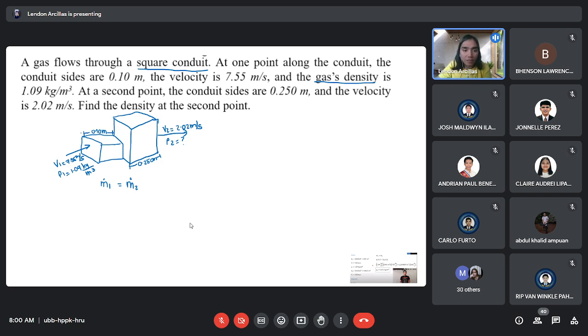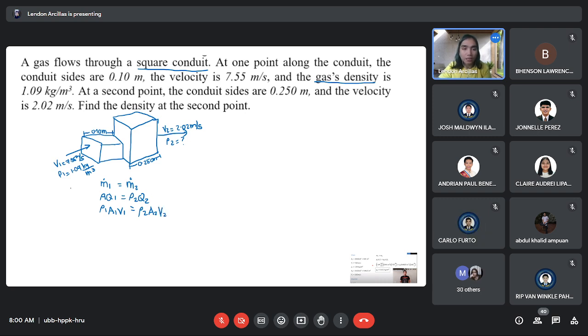Okay, so solve muna natin yung area ng first point. Since this formula is density times the discharge, right? Density 1 times the discharge 1 equals density 2 times the discharge 2. So density 1, discharge is area 1 times velocity 1. This is density 2 times area 2 times the velocity 2.